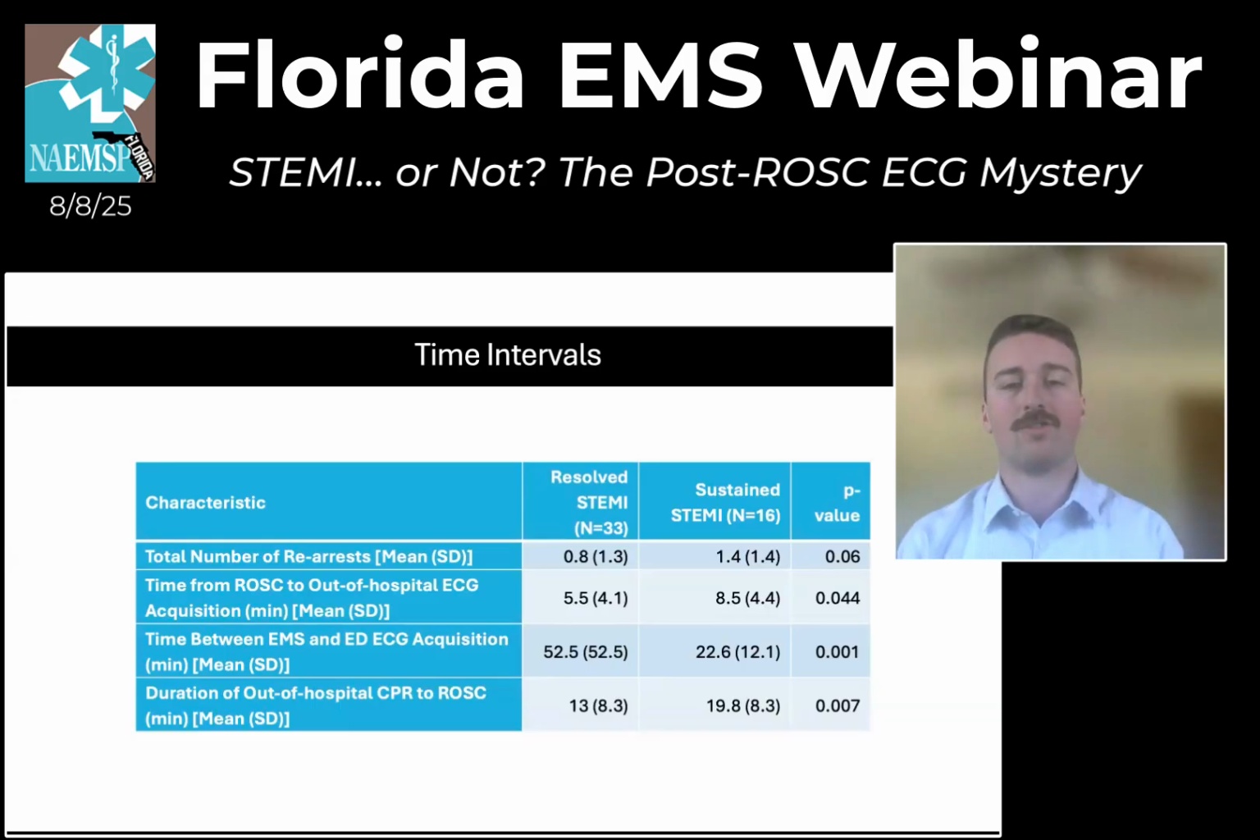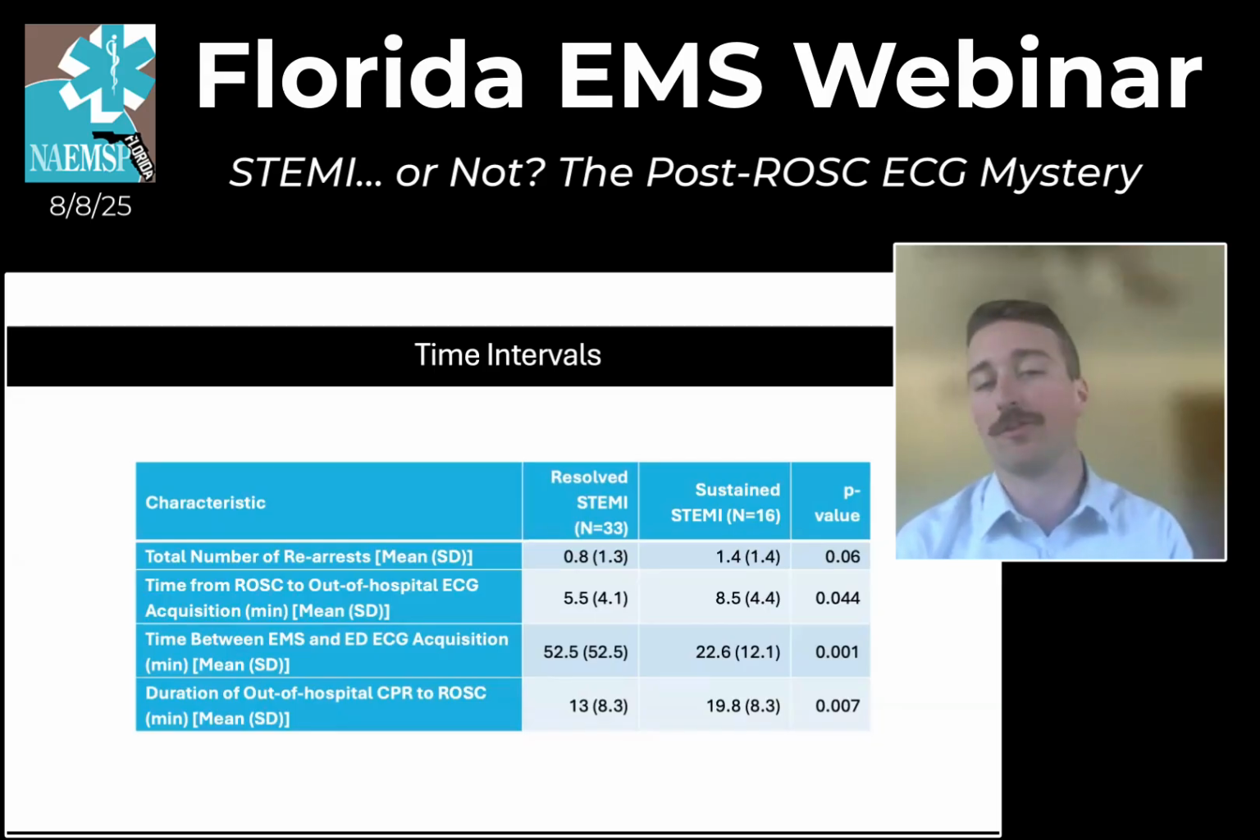minutes was that duration of time for those folks with a sustained STEMI. Interestingly, that trend of greater time is different for our other two intervals that we looked at, and we can talk about that more later. But the time from acquisition of your out-of-hospital EKG to your emergency department EKG was significantly longer for those with resolved STEMI. That interval was close to an hour for those with resolution of their STEMI, while it was about 23 minutes for those with a sustained STEMI. So that shorter period of time appears to be associated with persistence of that ST elevation MI criteria on your EKG. And with greater time, it appears to resolve.